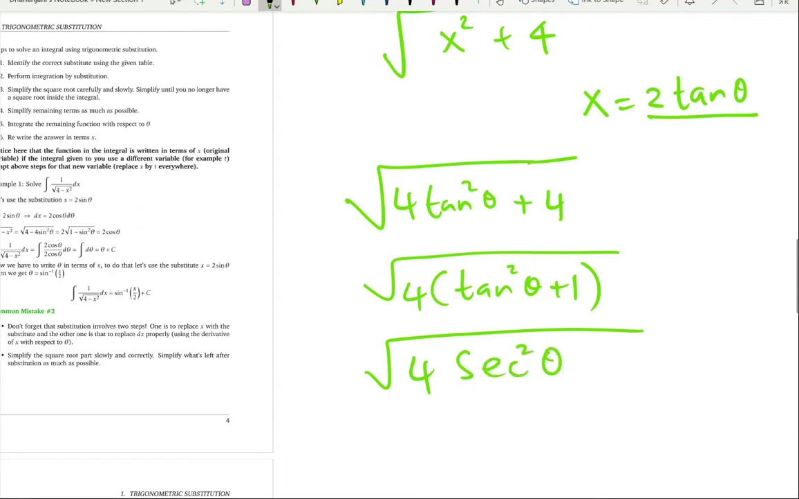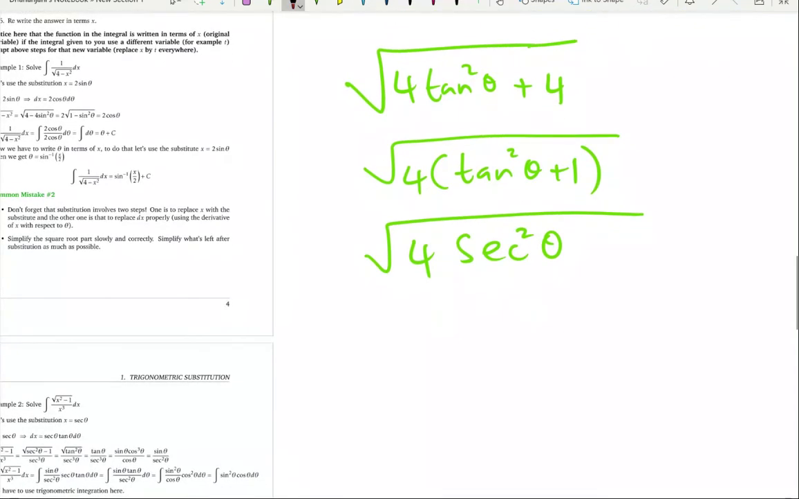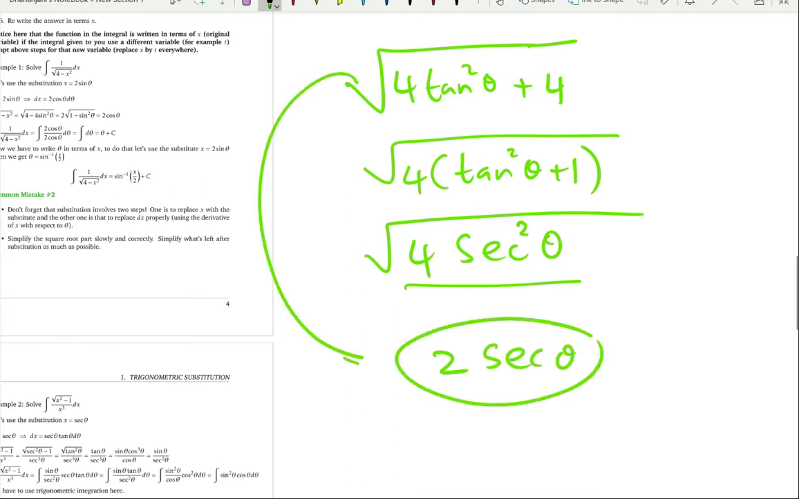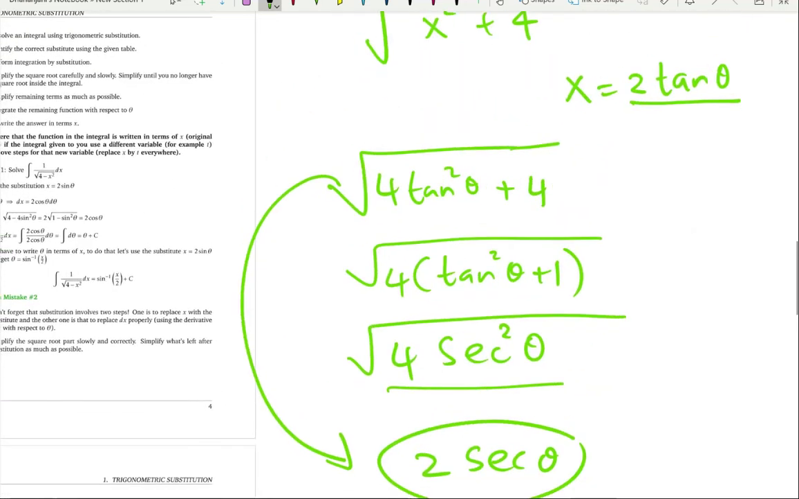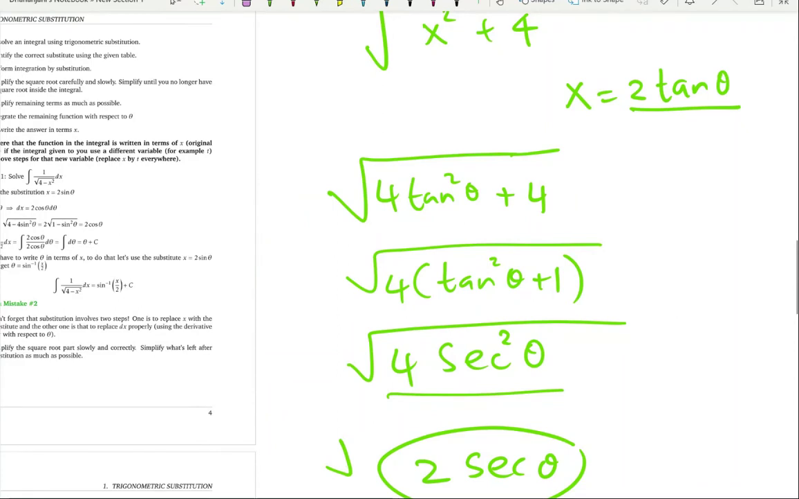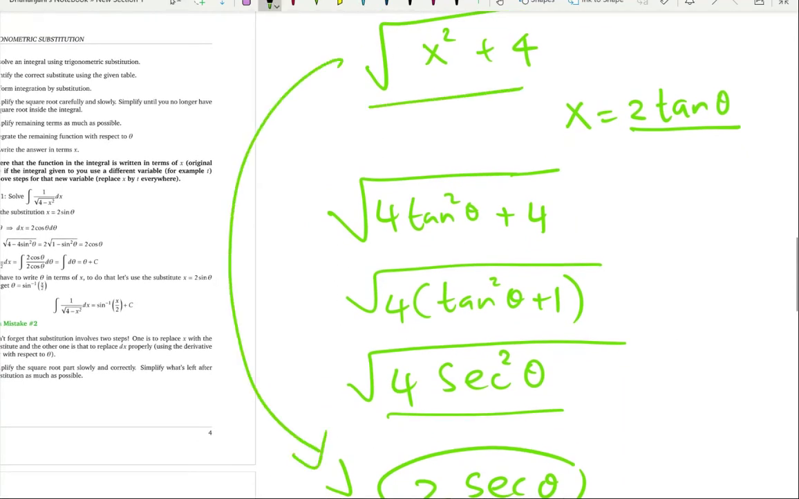If you have forgotten Pythagorean identity, you must review them. One more mistake that can happen is you might write here secant theta. No, it's secant square theta. Missing that square will cost you a lot. Now see, we can take the square root very easily. Square root of 4 is 2. Square root of secant square theta is secant theta. So there we go. From here, we came here. We had a much more complicated square root term here, so from here we got to here. That is how you simplify a term involving a square root.